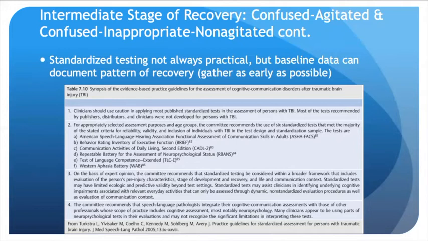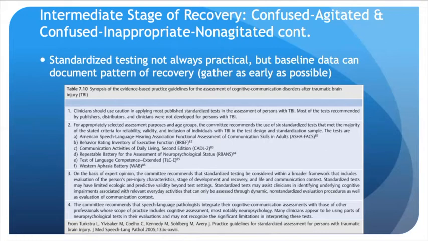There are 6 standardized tests that met the majority of criteria for reliability, validity, and inclusion of individuals with TBI in the test design and standardization sample. And so those include the ASHA-FACS, the BRIEF, the CADL-2, the R-BANDS, the TLCE, and the WAB. And I'm most familiar with the WAB, the Western Aphasia Battery.